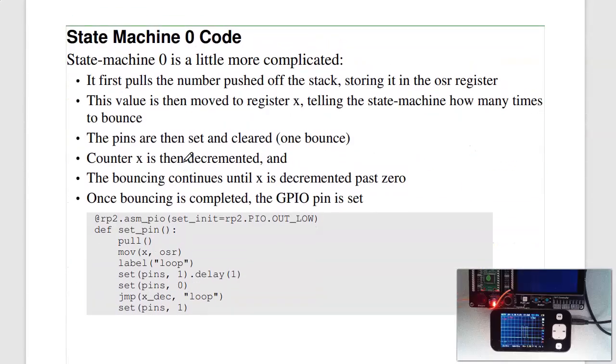State machine 0 is a little bit trickier. I want to generate n bounces. So what that's going to do is I'm going to call it by pushing 5 onto the stack. I will move the data into X, have my label. I'm going to set, wait a clock, so that's 2 clocks, clear, decrement X. If it's not 0, keep looping. When it is 0, I'll then set.